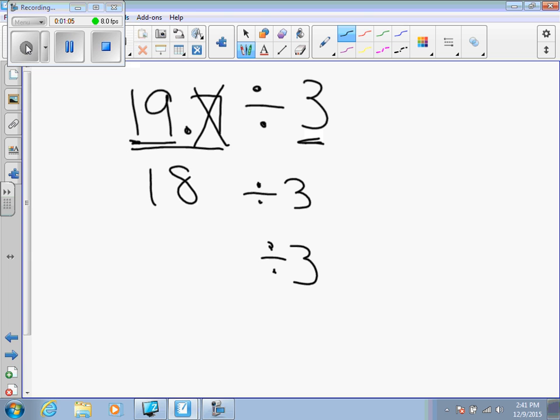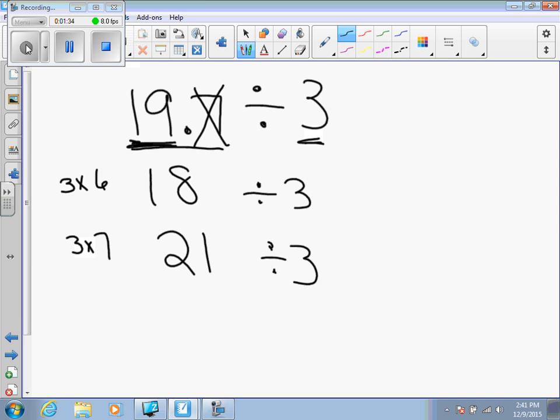I don't have any leftover numbers because I used the 19 and I got rid of the 7. Okay? So I did 3 times what to get 18? 6. So I want to go up one multiple to 3 times 7. What is 3 times 7? 21. All right. Again, no extra numbers, so I don't need to add any zeros.